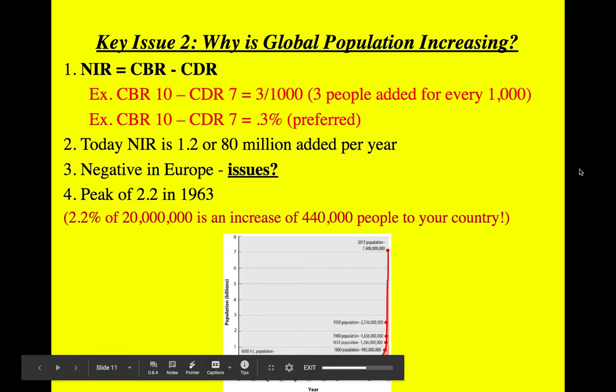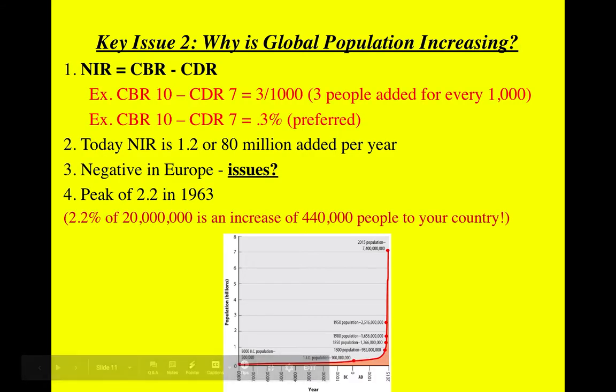Hey everybody, sticking with chapter 2, key issue 2 here. This is the most important key issue, obviously, in this chapter, and probably the most important chapter or key issue in the book. It's the demographic transition. Before we get into that, why is global population increasing?